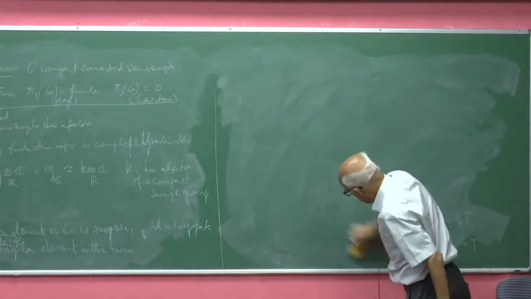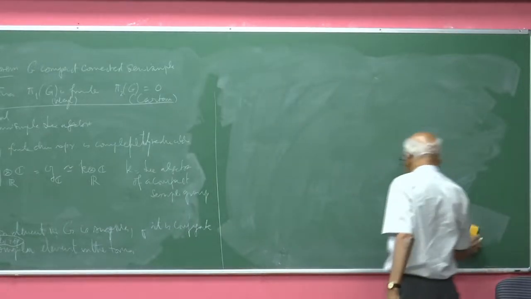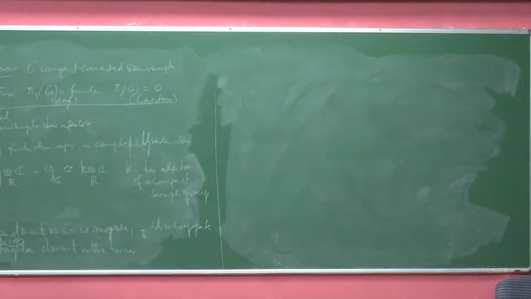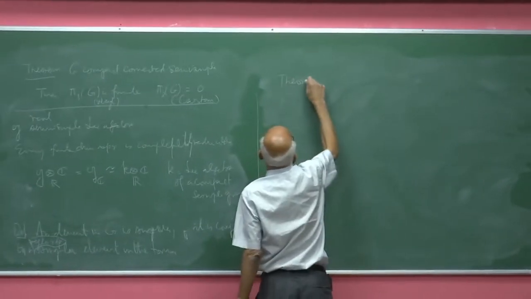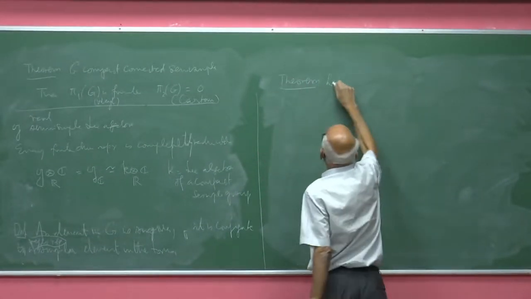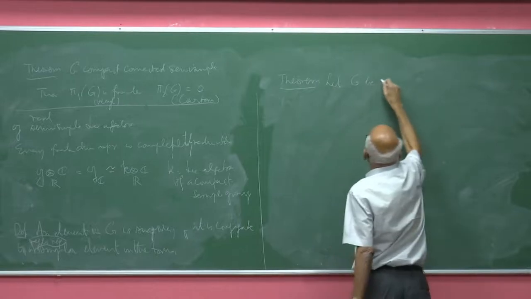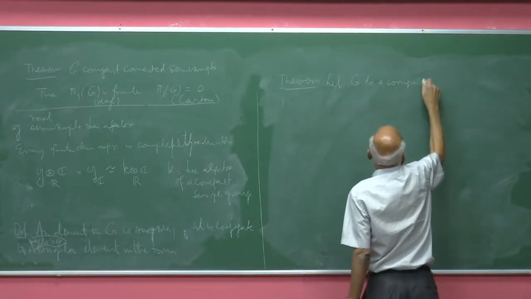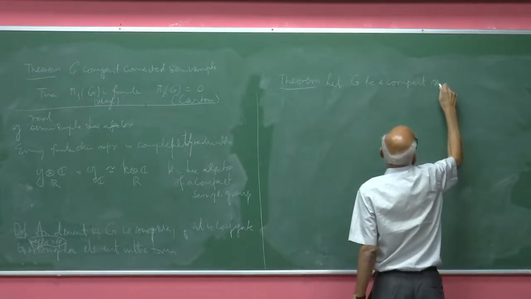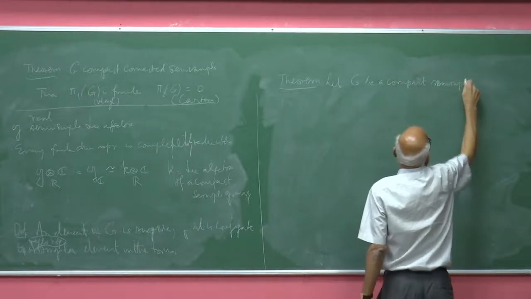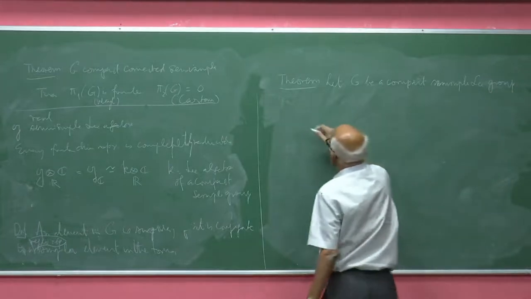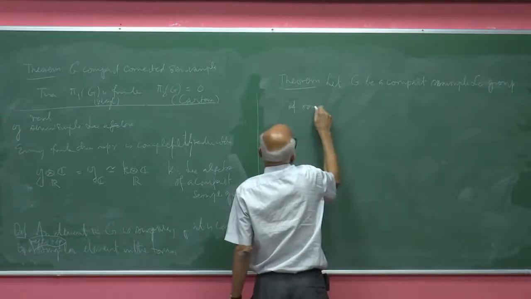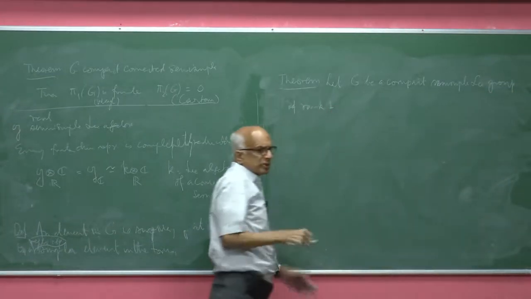Okay, now, that said, that pi_2(G) equals 0, I am going to use now to prove the following. Let G be a compact, simple, semisimple Lie group of rank 1. That means the dimension of the maximal torus is 1.